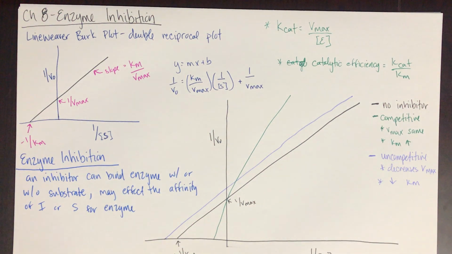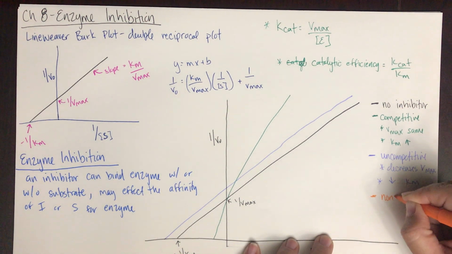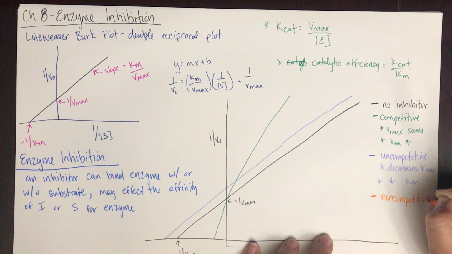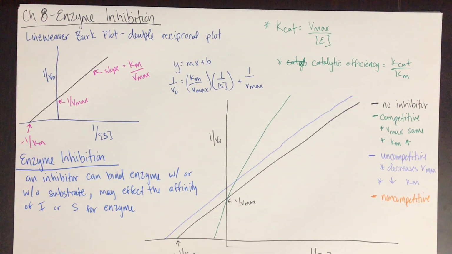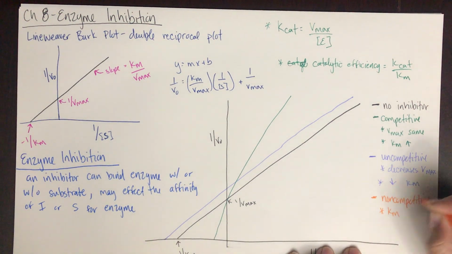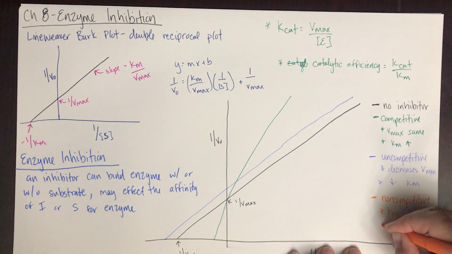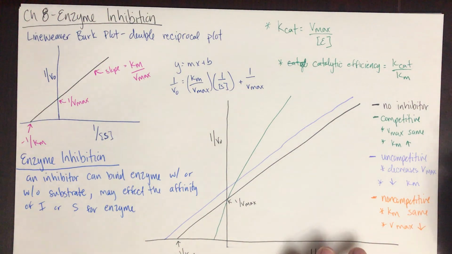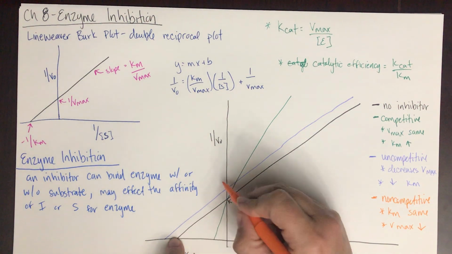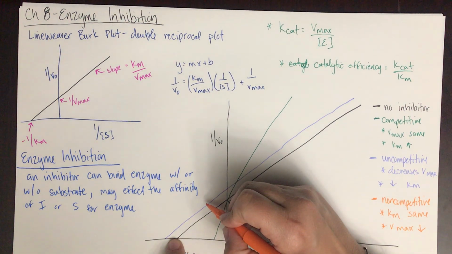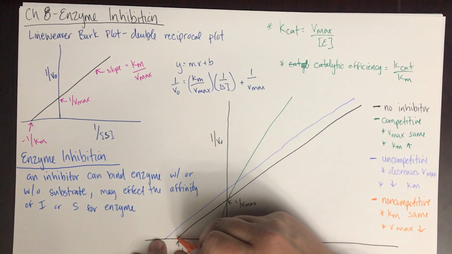The next that we're going to talk about is something called non-competitive inhibition. In non-competitive inhibition, the Km stays the same and the Vmax decreases.